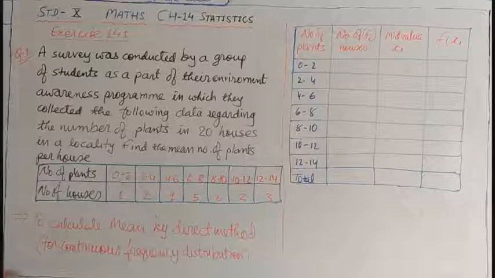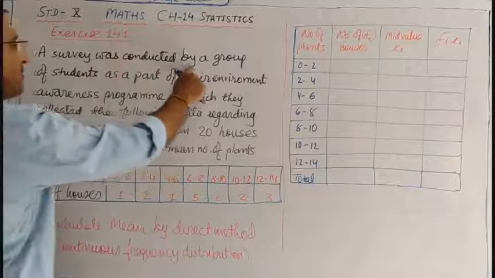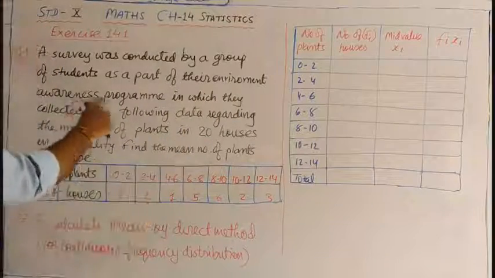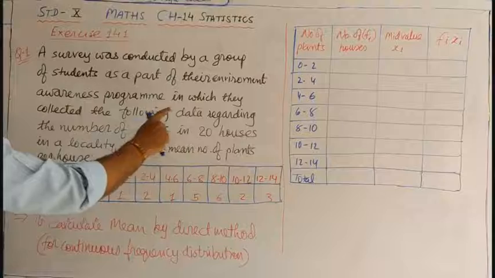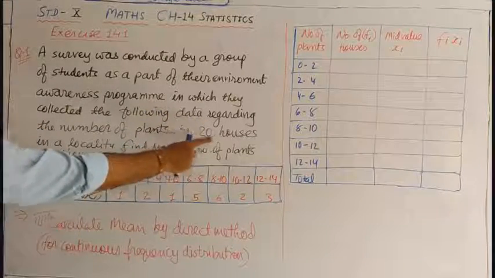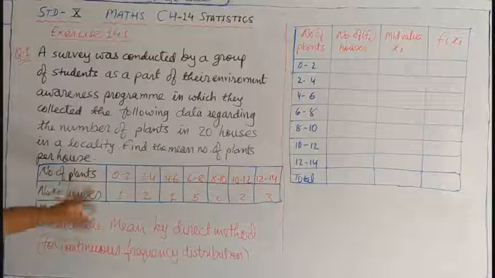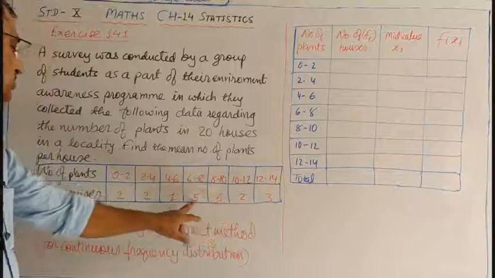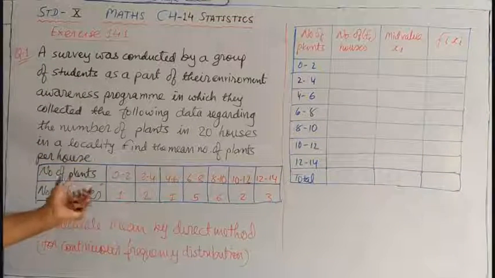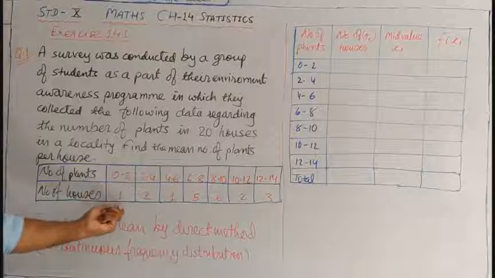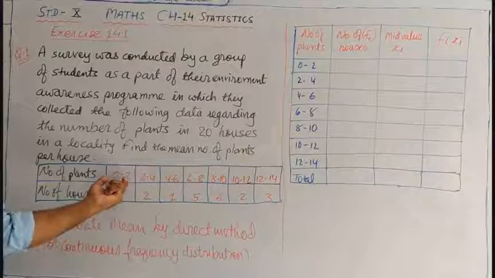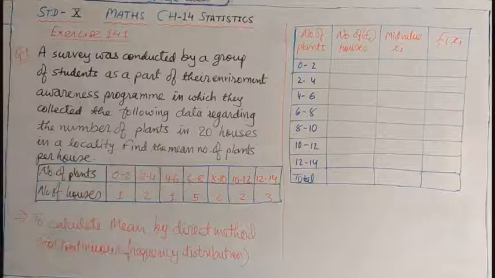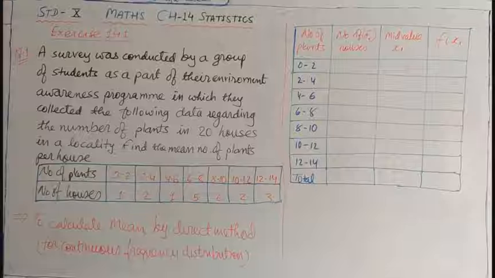Now exercise 14.1, question number 1. A survey was conducted by a group of students as a part of their environment awareness program, in which they collected the following data regarding the number of plants in 20 houses in a locality. So here 20 houses are there. Total number of houses 3 plus 2 plus 6 plus 5 plus 1 plus 2 plus 1, number of houses 20. But here number of plants in a house 0 to 2, there is only one house. One house having these 0 to 2 plants, and 2 to 4 plants there are 2 houses, and so on. So this survey was conducted just for environment awareness program.